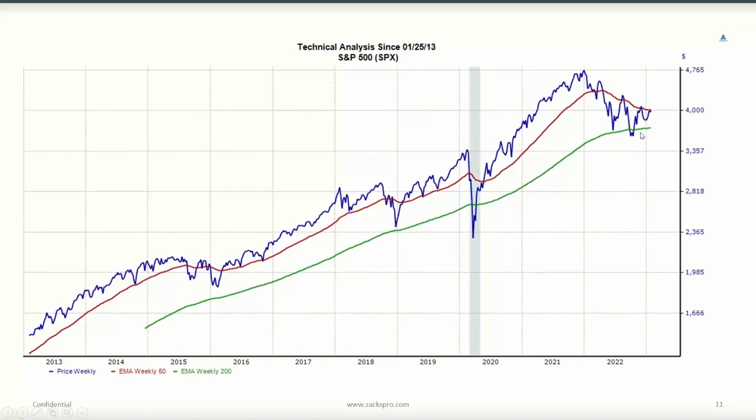So this is like a sort of a tug of war between bulls and bears here. The bulls are consistently defending that 200-week, and the bears are consistently defending the 50-week. So we'll see who wins out. But I think that this is important because a break of either would confirm one side or the other.